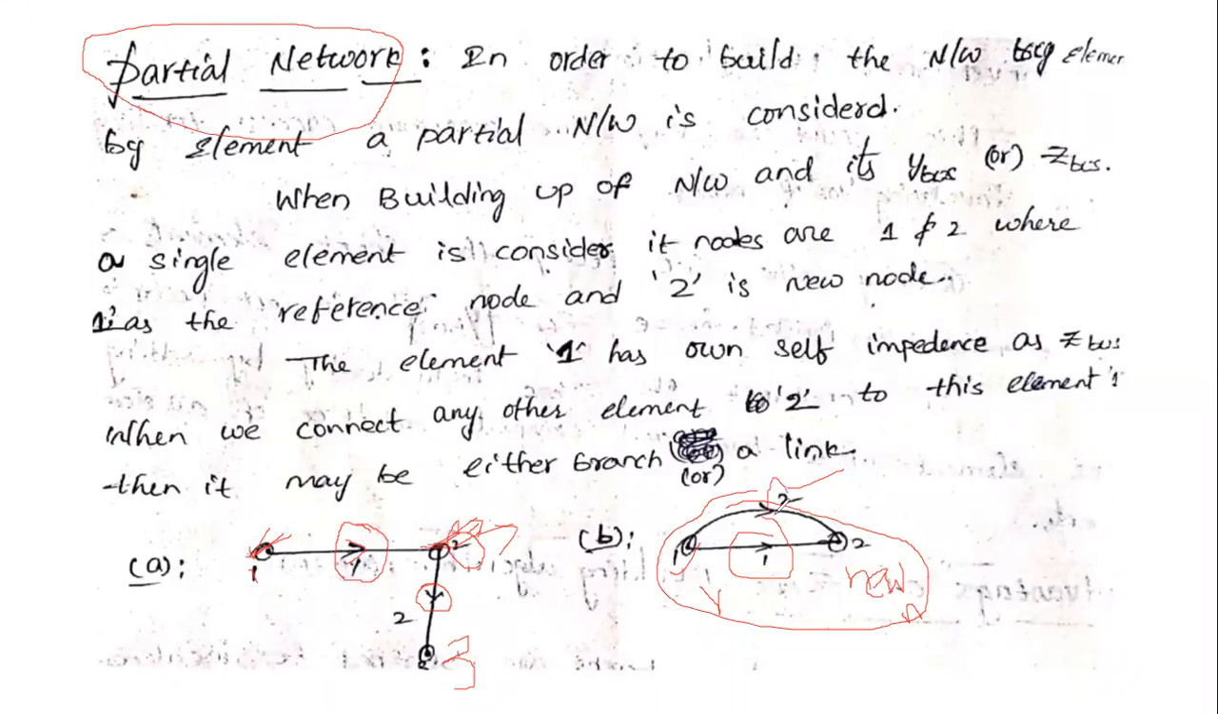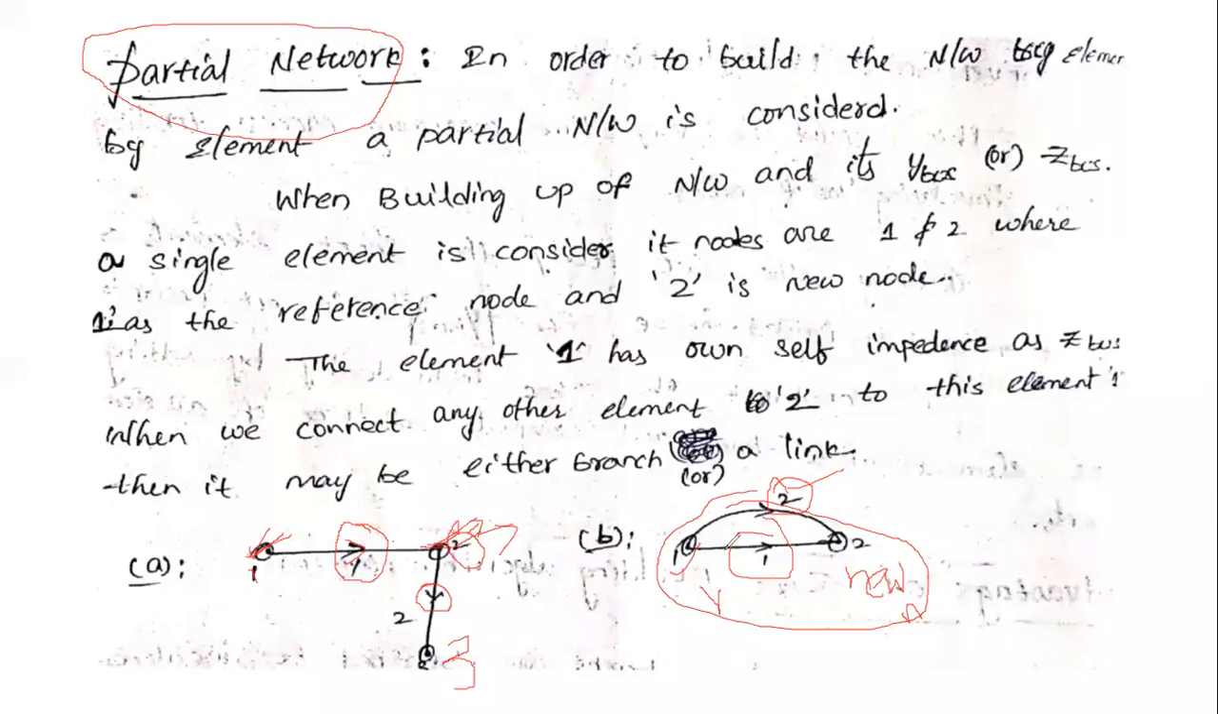What does that mean? In this partial network, element 2 is added in between the reference node and the old node, or old bus. Element 1 is added in between the reference node and the new node. Why? Because element 1 is added first in between nodes 1 and 2.